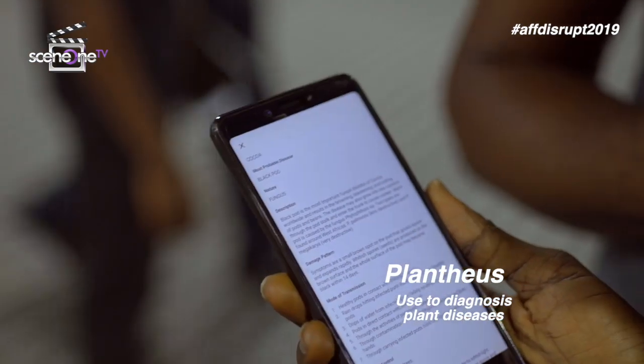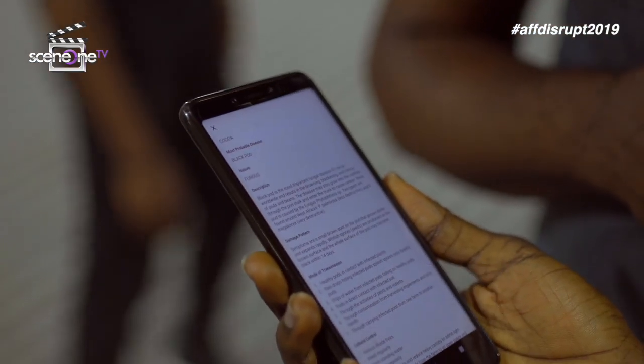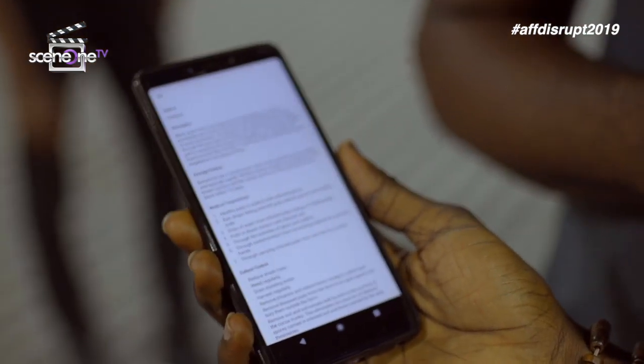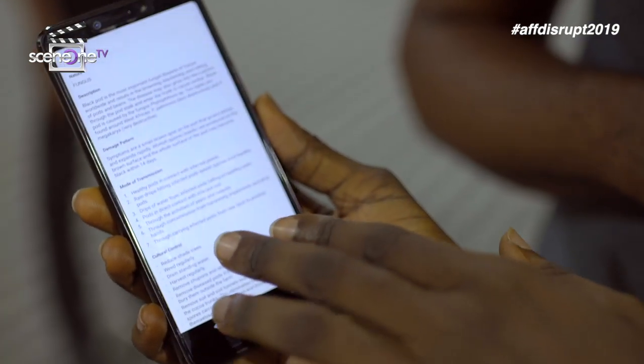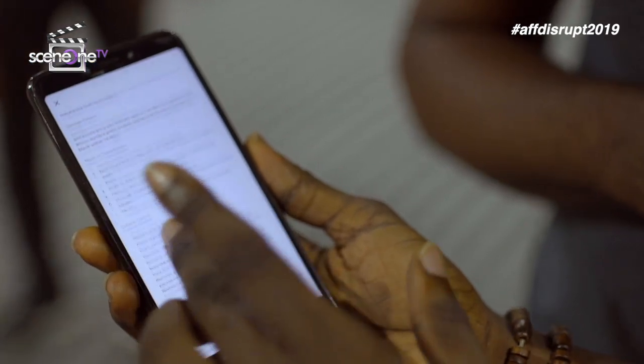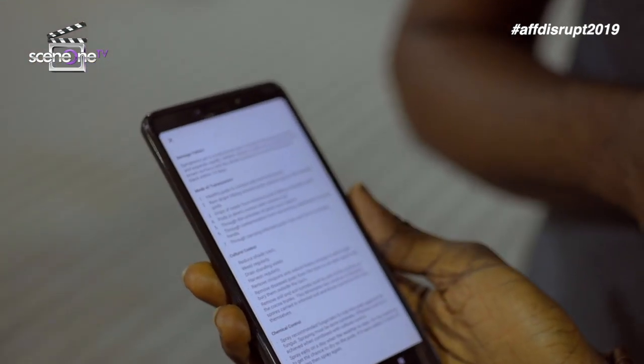And then we don't just tell you what the problem is. We suggest solutions. We tell you what you could use, how it's transmitted, so you can know what to avoid, how to avoid its spread. And then we tell you the controls, and then we suggest chemicals that you can use for them.